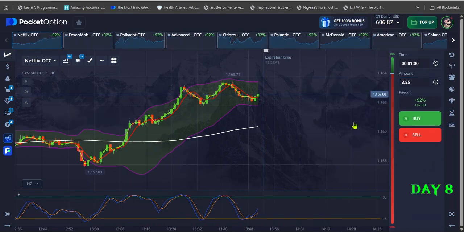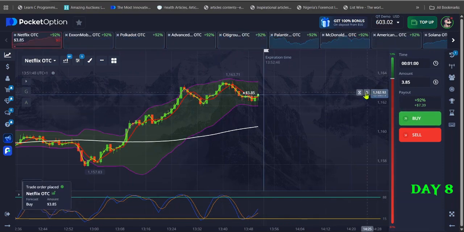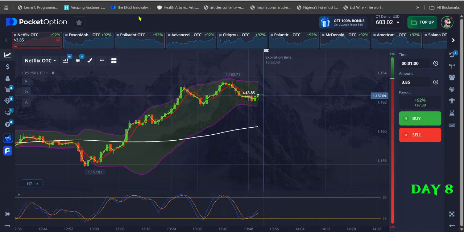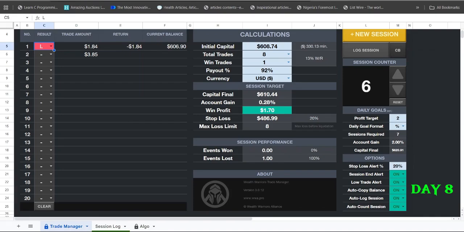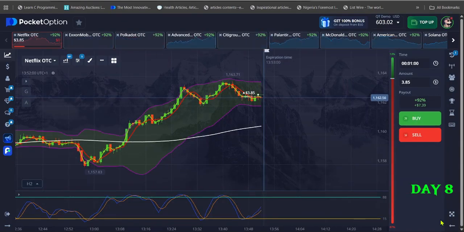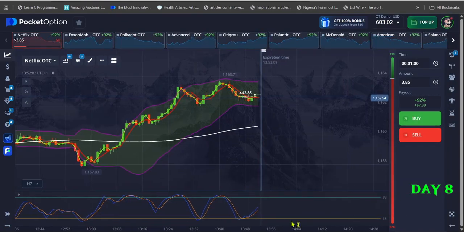Let's look for another. This trade is still valid. Let's go again and see if it can push up this time. This is going to be the last trade I'm going to take on Netflix. If we don't win this one, we'll just look for another trade. That's it. Let's watch.